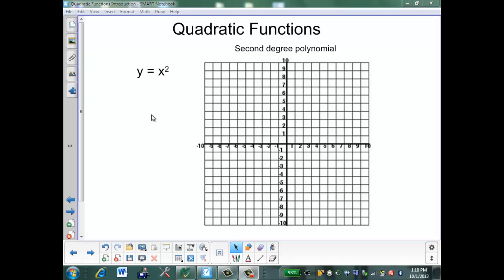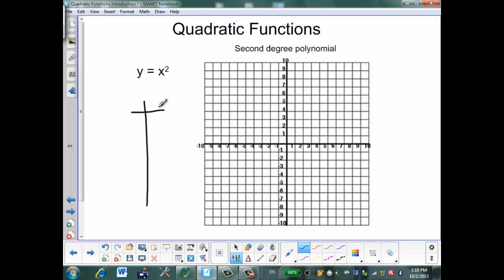Here's an introduction to basic quadratic functions. The first function we're going to look at is y equals x squared. Now if I want to graph y equals x squared, I can make myself a table of values.